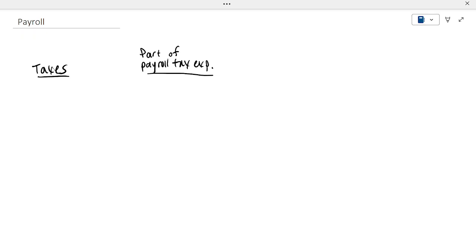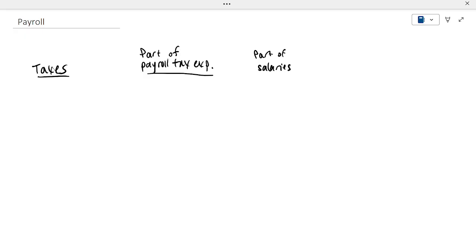And then, as we all know, if you've worked a job on the books, the employee owes quite a bit of taxes out of their payroll. But it's the company's job to deduct those taxes from the employee's paycheck and then remit them, or pay them, to the government. So these are going to be part of salaries expense.